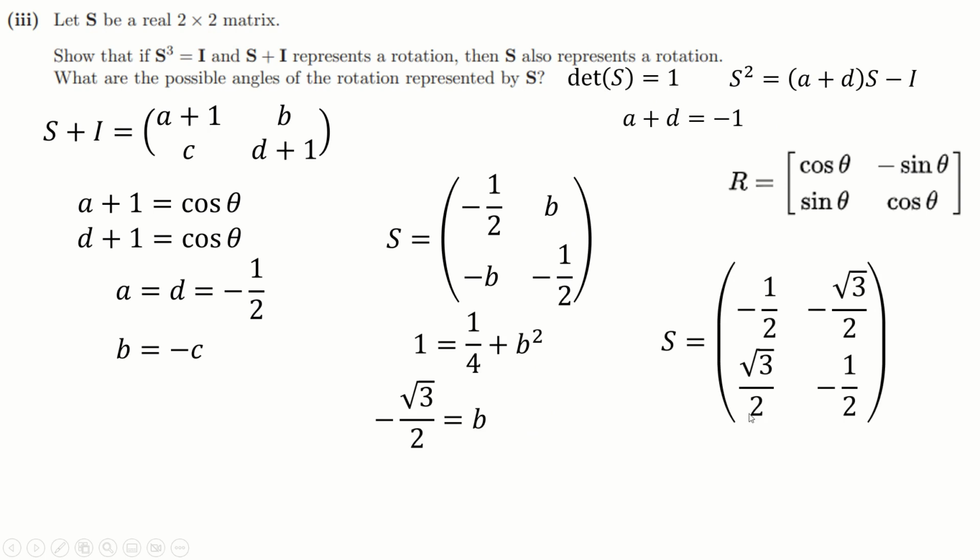And now what rotation does this matrix represent? Well, we need cos theta to be minus a half. So therefore, this is, well, no, we did this one before. It's 120 and 240. Yeah, it's what we did before. And then you can check the signs are consistent and it works. And that's the whole question.